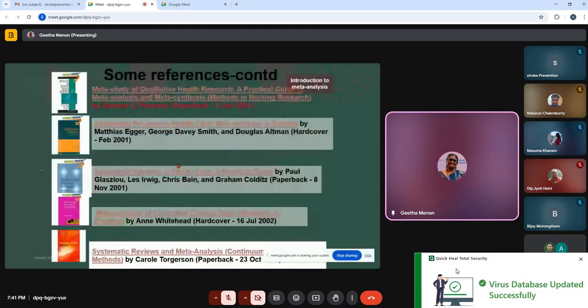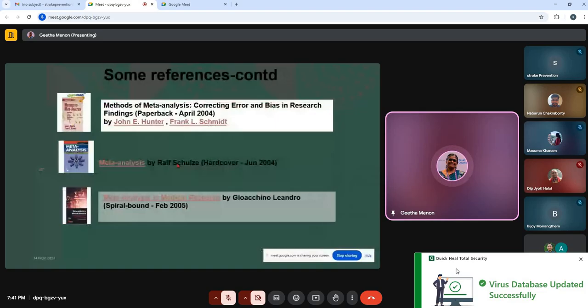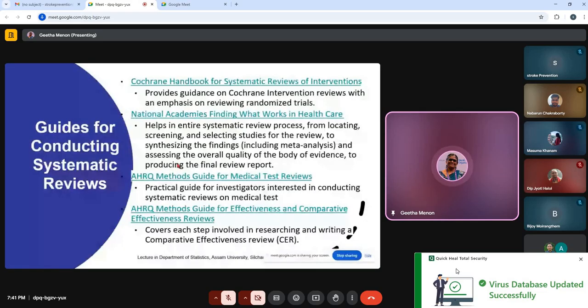These are some of the books that you can use for meta-analysis. These are some guides for conducting systematic review. These are very useful guides for conducting systematic reviews. These are some of useful pages.